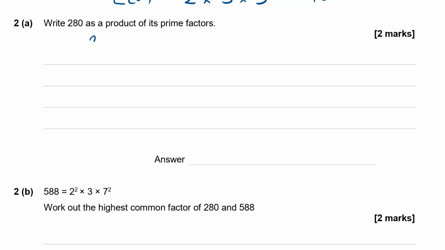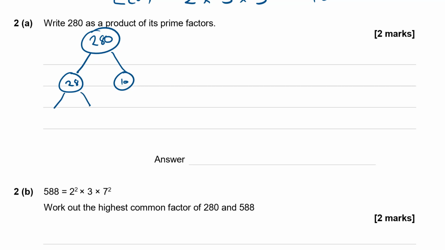So I start off with the number I'm given at the top of the tree, and then each number branches off in two different directions, and you think of two numbers that multiply together to give you 280. It doesn't matter which ones you pick actually, but the first ones that popped into my head were 28 and 10. 28 times 10 is 280. I'm going to put circles around those. Now if they're prime numbers we can stop, but if they're not we have to keep trying to break them down further. So 28 is not a prime.